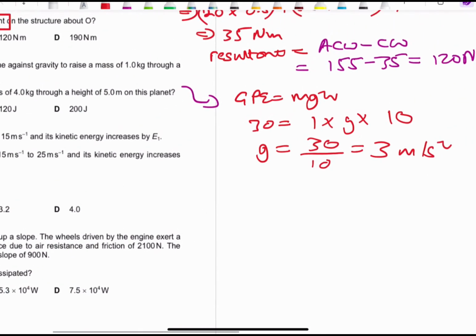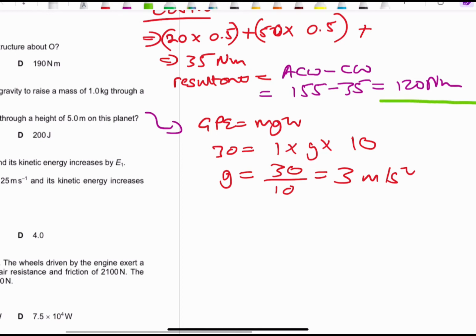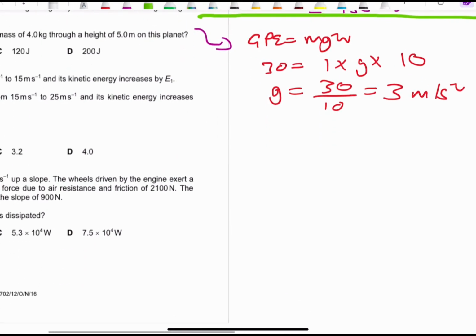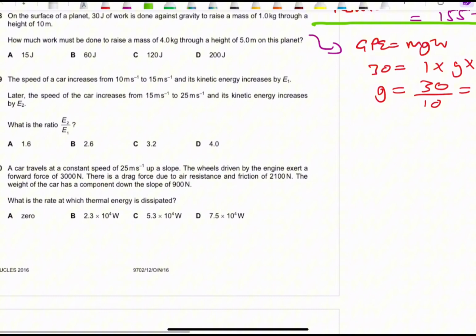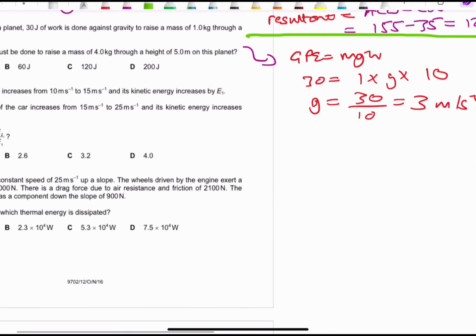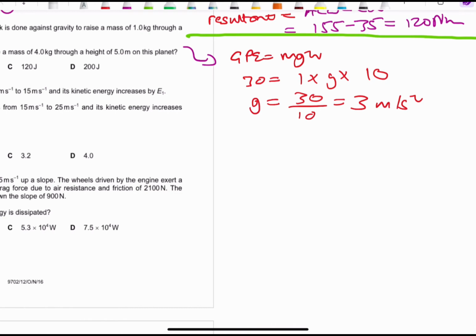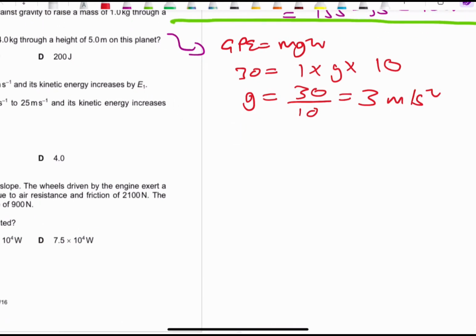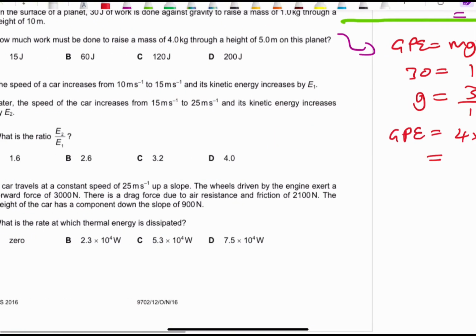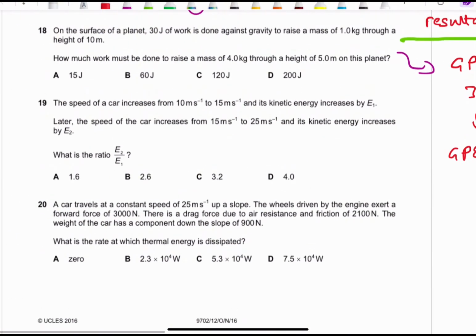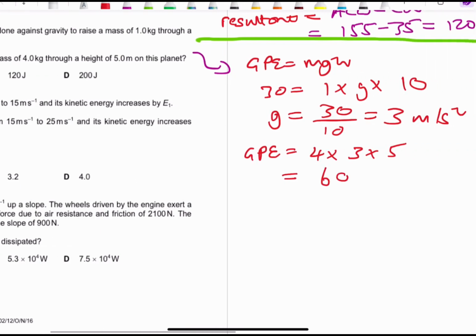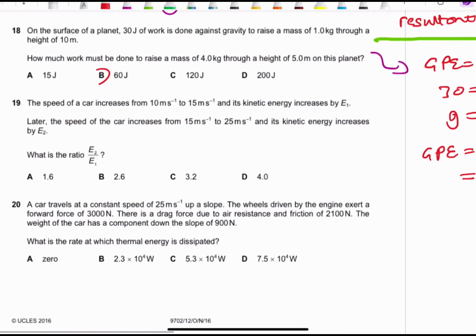So that's the value of g that we're dealing with, right? So now we go on to the next particular scenario. We have the mass, now we have the height, we just want to find the work. That's going to be much easier because we already have the value of g. So just say GPE is now going to be, my mass is 4, my g is 3, my height is 5. And that's going to give you 60 joules. So 18 is going to be B.